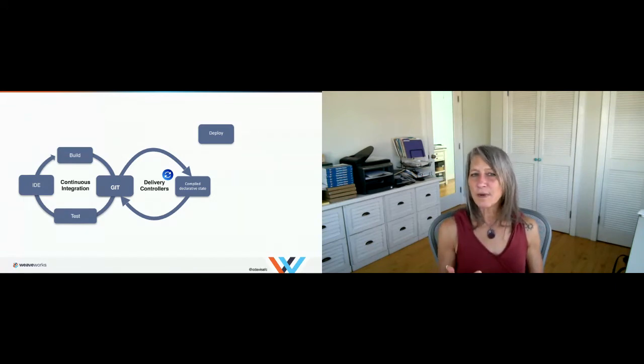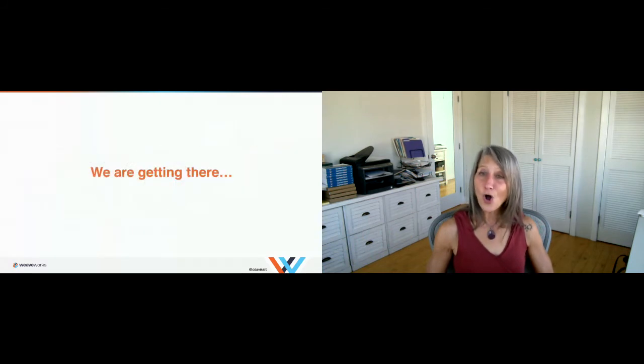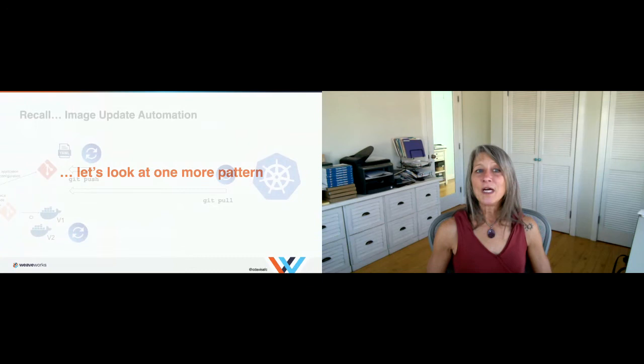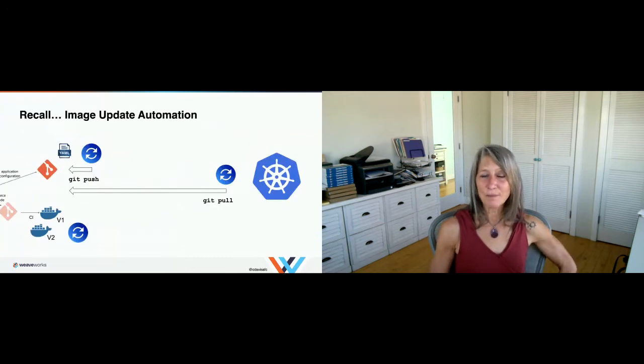So I've been talking about delivery. So everything that I talked about was about delivering from the Git repository into the Kubernetes environment. But we also want to get all the way to deployment. And so the question that I would pose is, have I talked really about deployment, or is just Kubernetes doing the magic deployment? Well, we're getting there. We're almost done with deployment. So we're going to look at one more pattern. Going back to this example, remember image update automation.